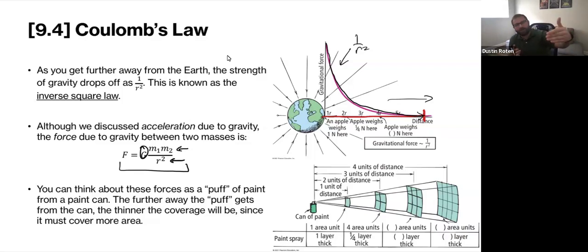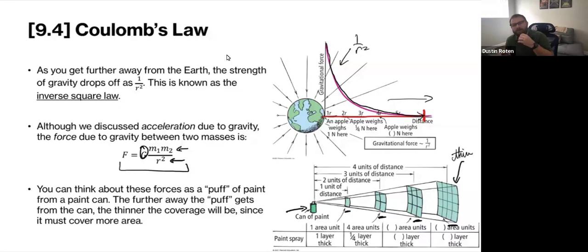And you can think about this inverse square law as like a puff of paint from a paint can. So you can see we have a paint can here. If you spray it once and then go out some distance, you're going to get a big glob of paint, because it's really close to the can. But as that puff travels, it covers more and more area. We're not adding more paint. We're just taking the same amount and spreading it over more and more area. So by the time you get to here, it's just like a thin mist of paint that's going to cover something.